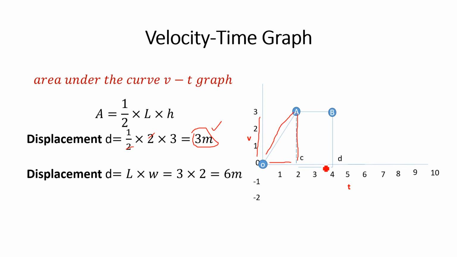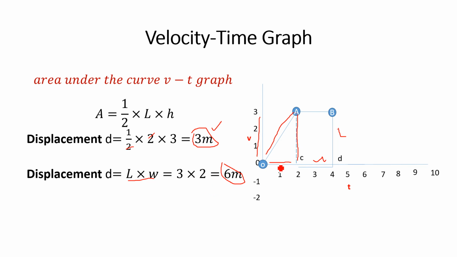Now for the remaining 2 seconds of time, we will have displacement d equal to length multiplied by width. In this case it is a rectangle, and this is the length and this is the width. So length multiplied by width, we will get 3 multiplied by 2. 3 is the vertical length, we consider it the length or height, and this is the width. The width is considered as 2 meters. So 3 multiplied by 2 is equal to 6 meter.